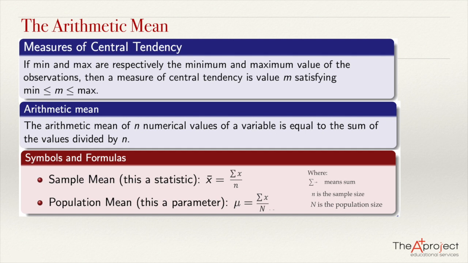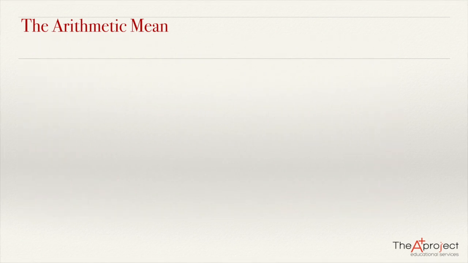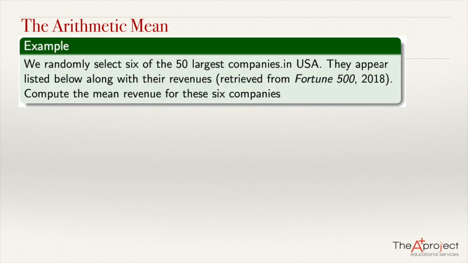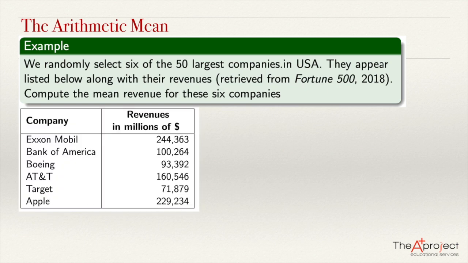Let's see some examples. We randomly select 6 of the 50 largest companies in USA. They appear listed below along with their revenue. We retrieved this from Fortune 500 in 2018. We have the 6 companies that we randomly selected, and we have the revenue. We ask you to compute the mean revenue for these 6 companies.